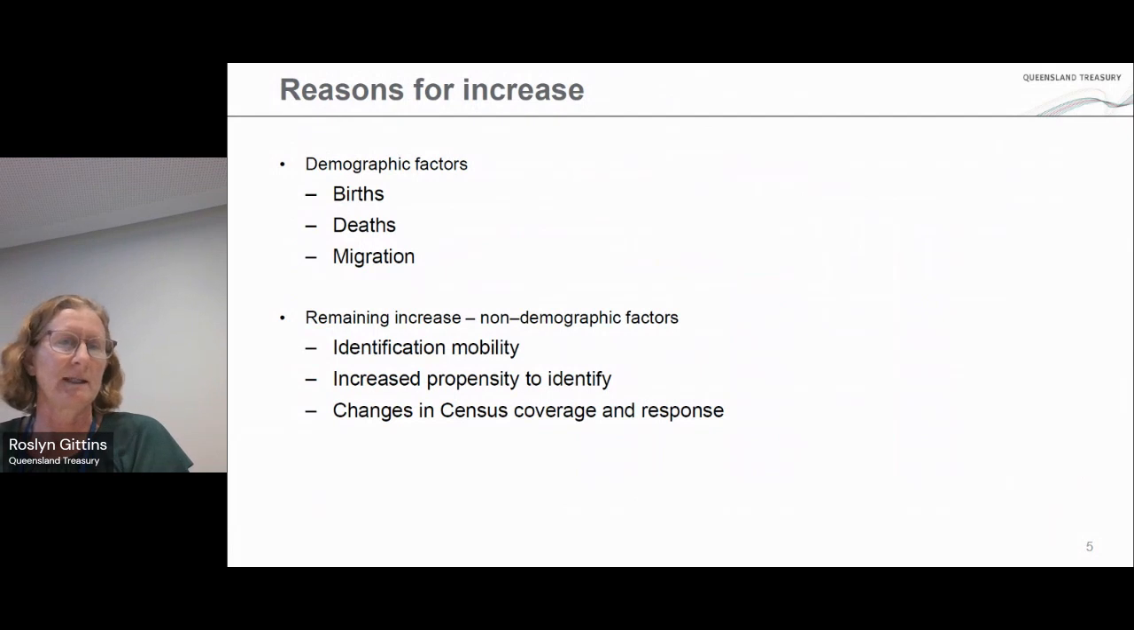So we've got the standard demographic factors, the births, deaths, and migration, both overseas and, in the case of jurisdictional populations, interstate. And the remaining increase lies around these non-demographic factors of identification mobility, so people changing or choosing to identify differently at different time points, and also an increased propensity to identify, and obviously the actual quality of the census itself in terms of collecting data on this population.